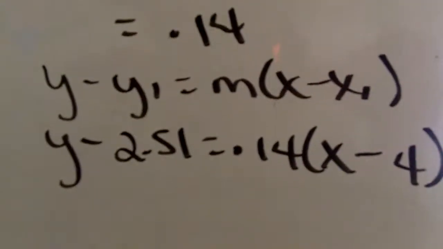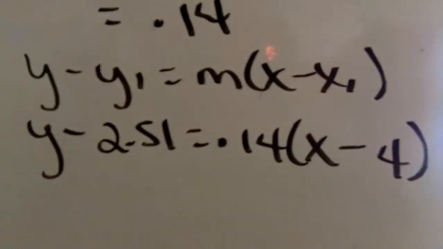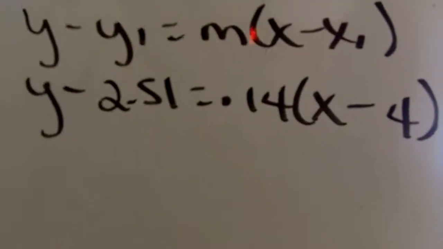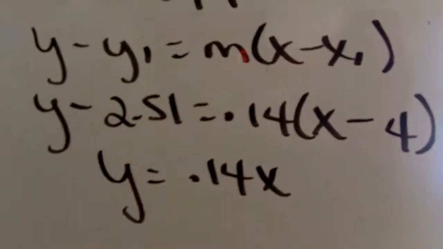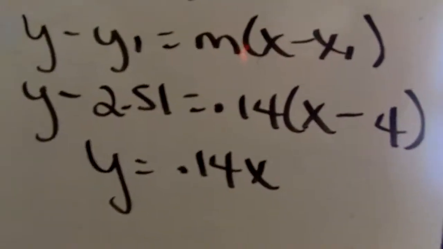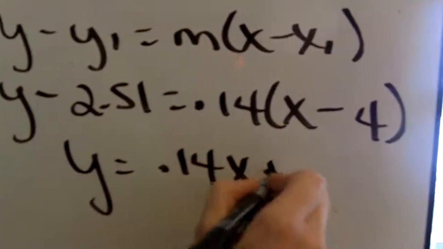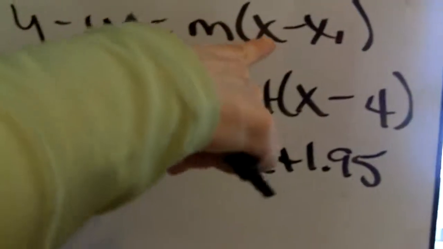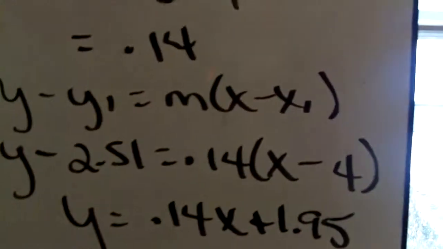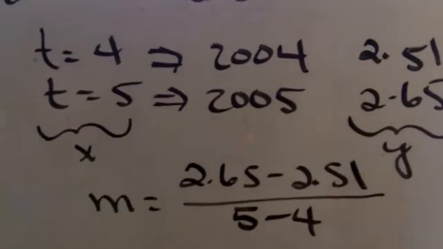You can distribute and move the 2.51 over. If you want to put it in slope-intercept form, your answer will be 0.14x plus 1.95. So you can call this variable x if you want. You could call this variable t, whichever you want to.